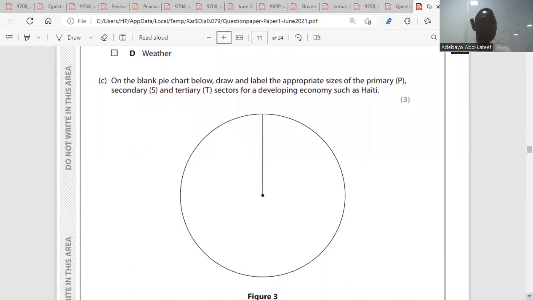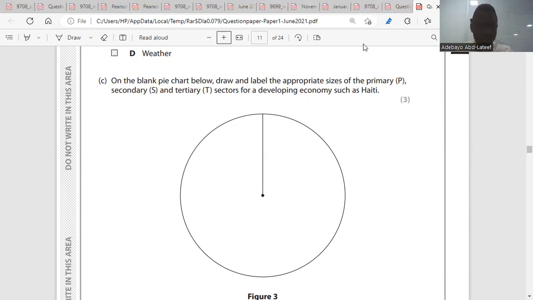On the blank pie chart below, draw and label the appropriate sizes of the primary, secondary, and tertiary sectors for a developing economy such as Haiti. Haiti is a developing economy, and a developing economy has the largest proportion of its population or employment in the primary sector. Maybe the secondary and the tertiary sectors share the less. So the largest proportion of their employment or production comes from the primary sector.